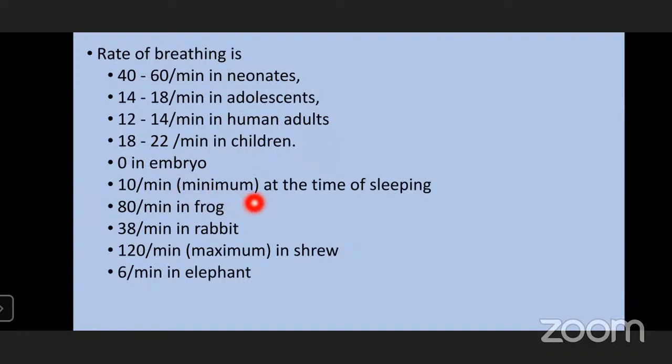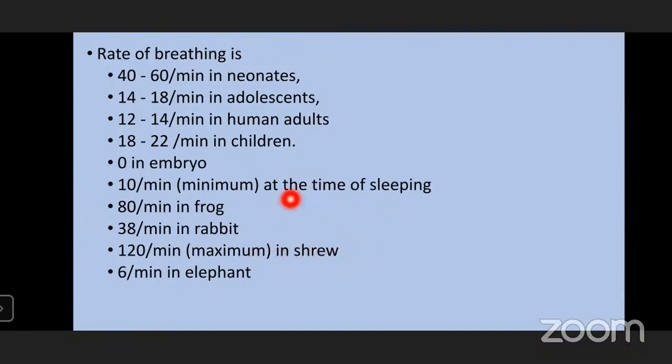They take oxygen from their mother. 10 breaths per minute minimum at the time of sleeping. 80 per minute in the frog. 38 in rabbit. 120 in shrew. Okay. And 6 per minute in elephant.